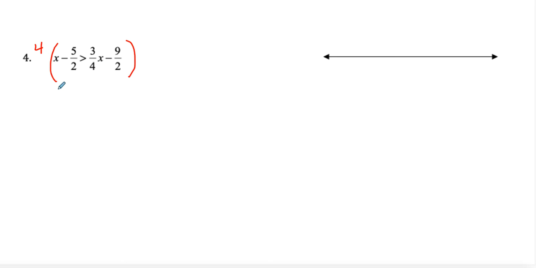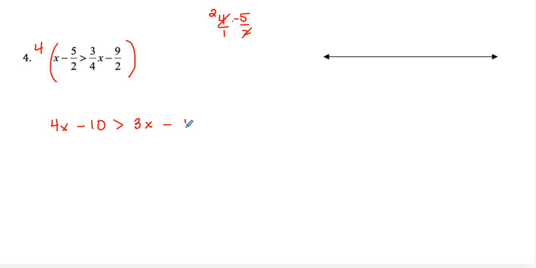And in doing that, I got 4 times x, which is 4x. 4 times negative 5 halves is going to give me negative 10. Now, if you need to do that on the right here, remember, we put the 4 over 1. 2 goes into 4 2 times. 2 times 5 is negative 10. All right, that's greater than 4 times 3/4 is going to just be 3x. And then 4 times 9 halves, 2 goes into 4 twice.